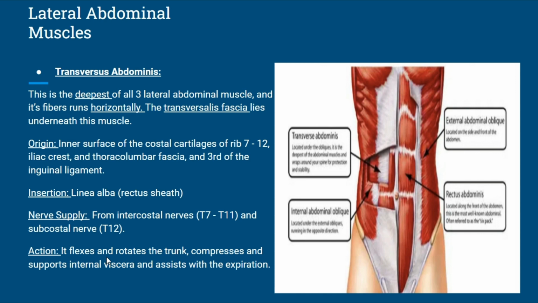So if you have noticed this pattern right here, the internal oblique, external oblique, and the transversus abdominis, they all have the same actions. They flex and rotate the trunk, compress and support the internal viscera, and assist with the expiration.